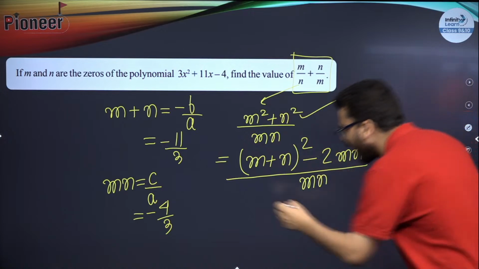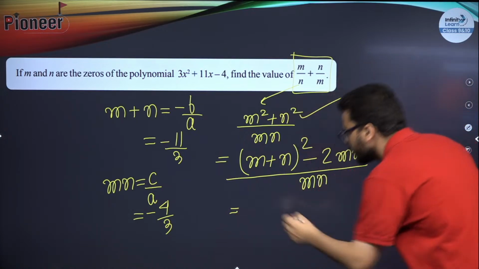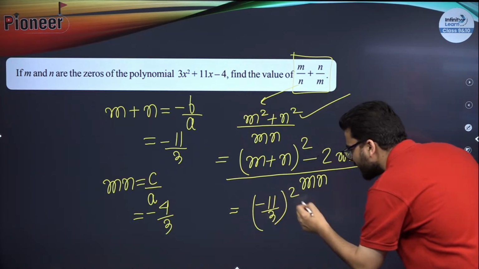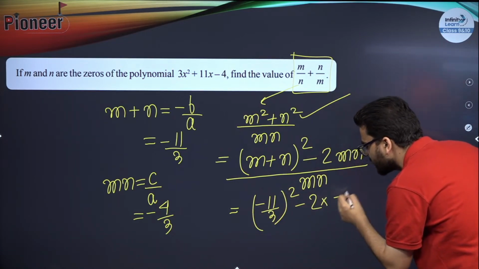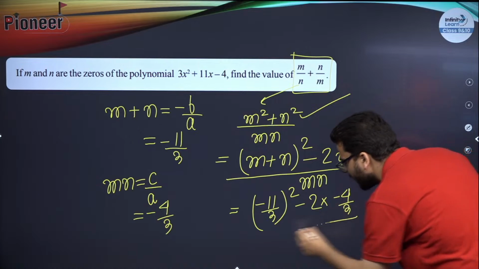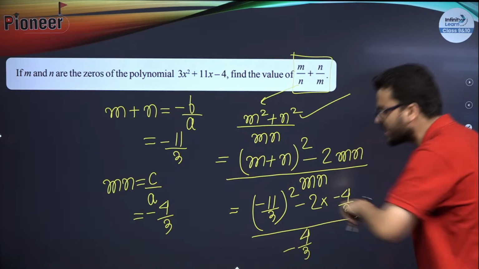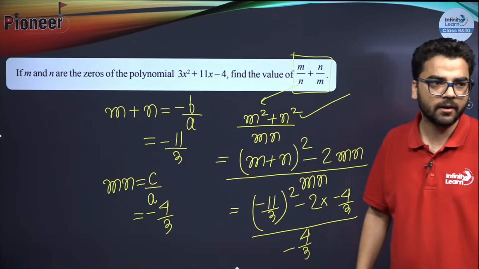M plus n is minus 11 by 3. So just put the values: minus 11 by 3 the whole square, minus 2 into the product of the zeros, that is minus 4 by 3. In the denominator as well, you'll be getting minus 4 by 3. So this is the answer. Any doubt in the question?